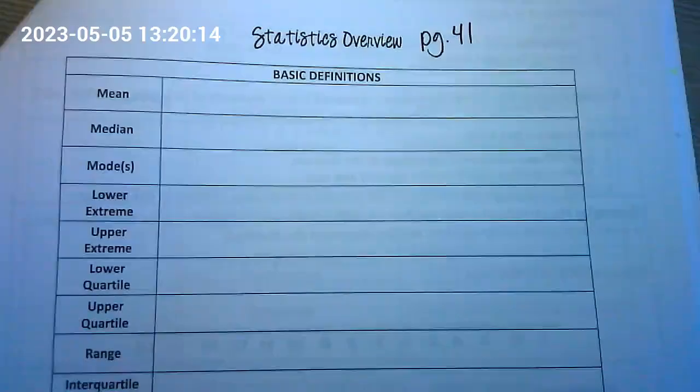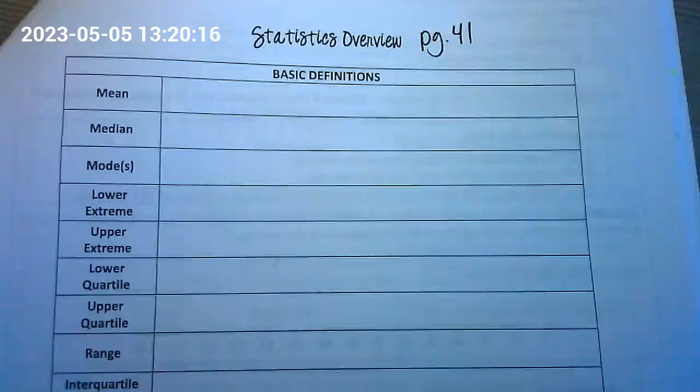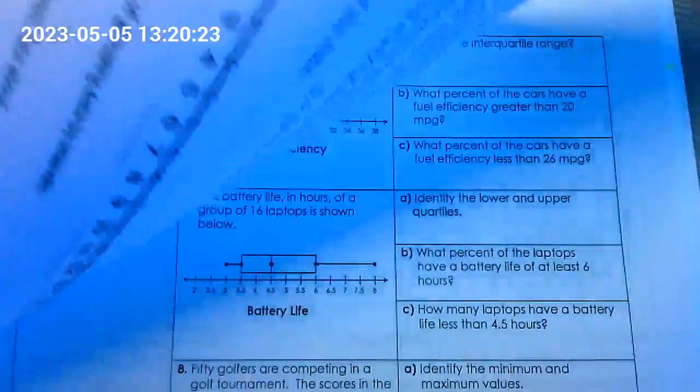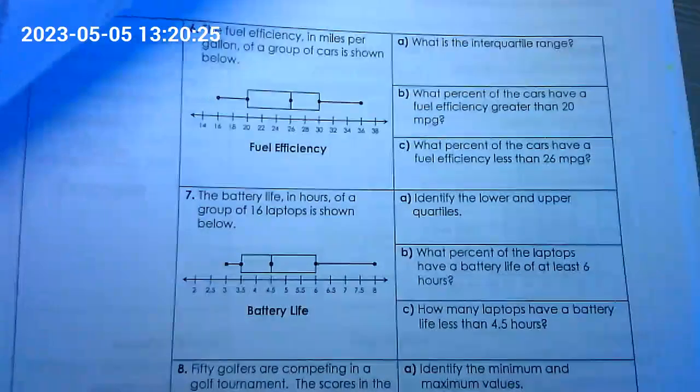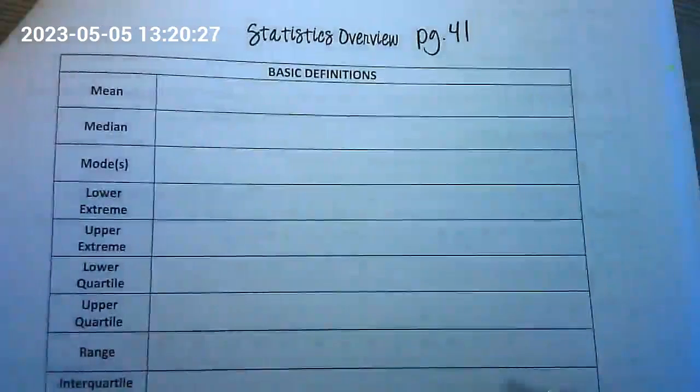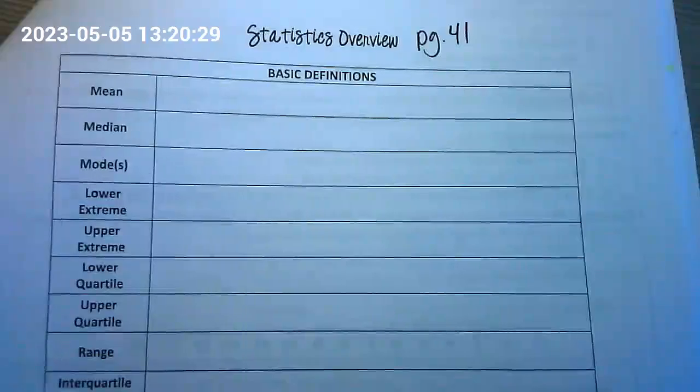This is mean, median, mode, box and whisker plots, histograms. On page 41 of your EOC review packet.